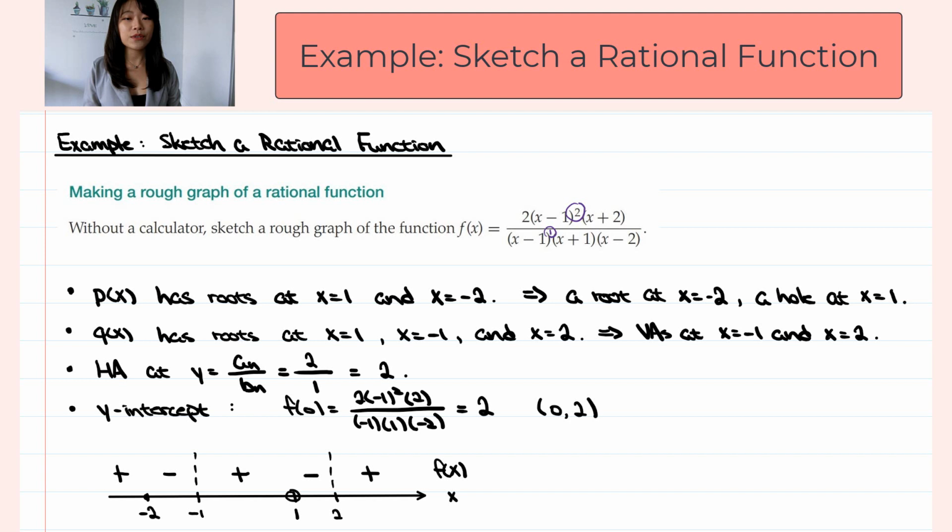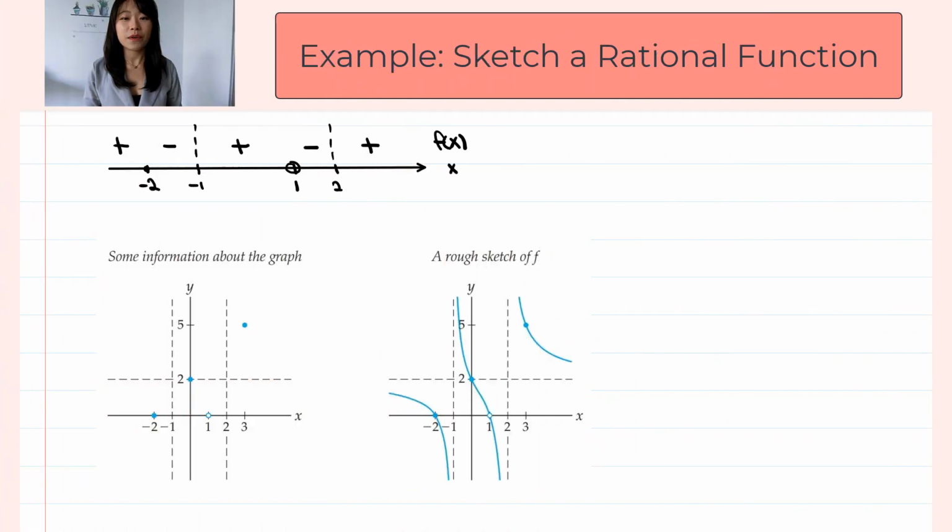Now let's use the information we found to sketch the function. First of all, we can put all the information we have on the graph. We found that there's a horizontal asymptote at y equals 2, and vertical asymptotes at x equals -1 and x equals 2. We also found the roots of the function. It is at x equals -2. And at x equals 1, we have a hole. We also found the y-intercept of the function, which is at (0, 2). Then using this information and the sign table we have, let's sketch the function.